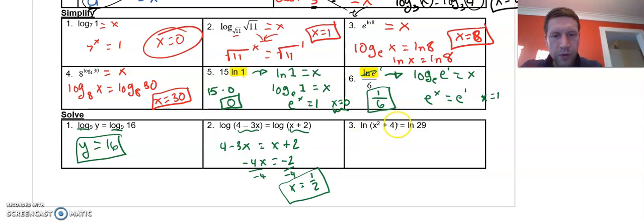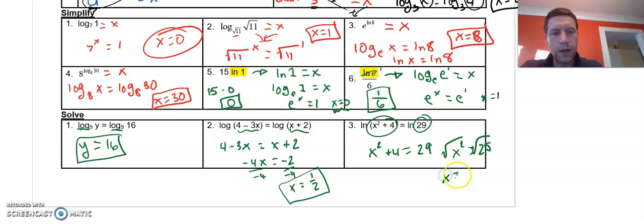Lastly, I have natural log of x squared plus 4 equals natural log of 29. So x squared plus 4 has to equal 29. Subtract 4, take the square root, and we get x equal to plus or minus 5.